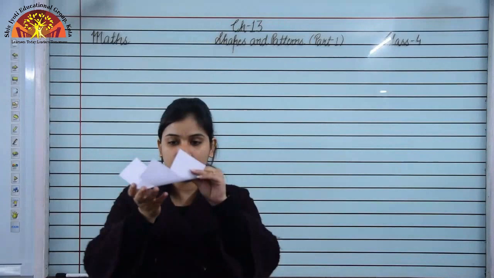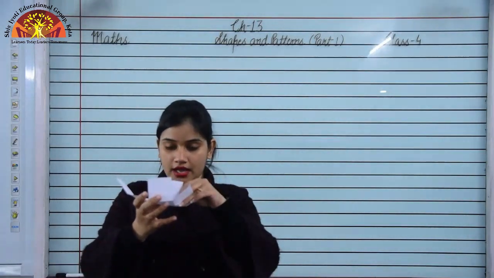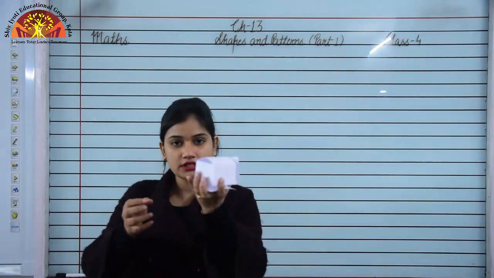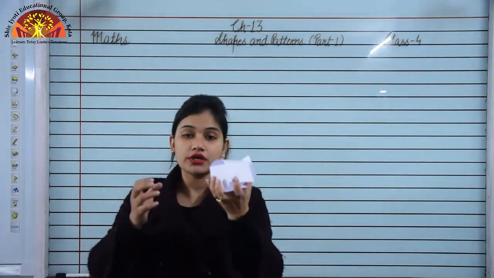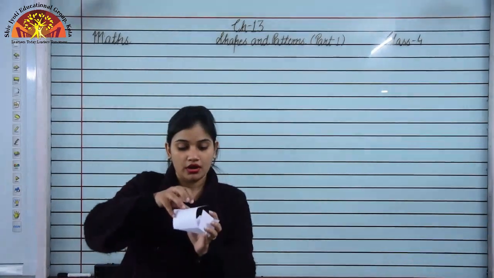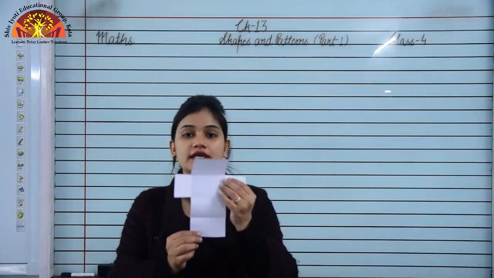Now I am folding it again. मैं इसको फिर से क्या कर रही हूँ? Fold कर रही हूँ. And again I am getting a cuboid. Is it clear? So if we take a solid shape, a 3D shape, और हम इसे क्या कर दें? Open कर दें. Okay. So that will be the net of a solid shape. ये इसका क्या हो जाएगा? Net हो जाएगा. Is it clear?